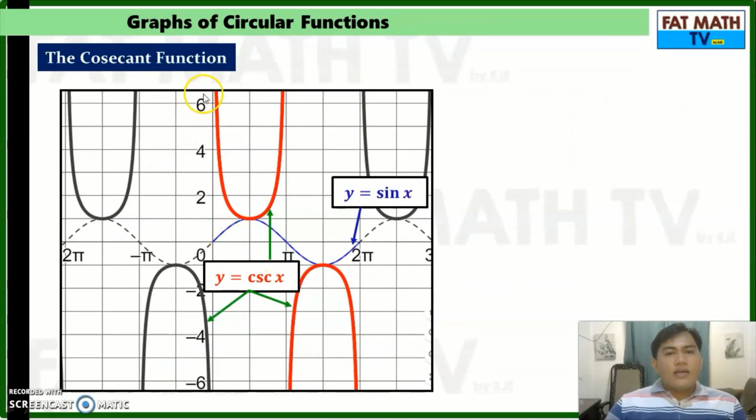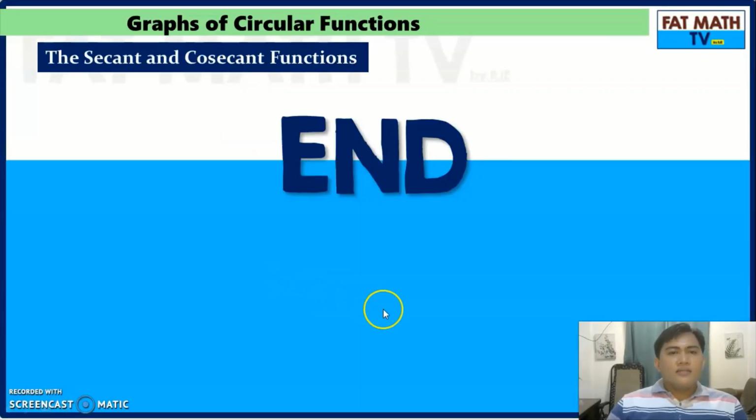And then, if we look at it together with the sine function, their connection is the same as the cosine and the secant. So this is how they look. The gray parts here are the extension to the left, and this one is to the right. These are still part of the cosecant function. So this is how the cosecant function looks. So that's it for the secant and cosecant functions.